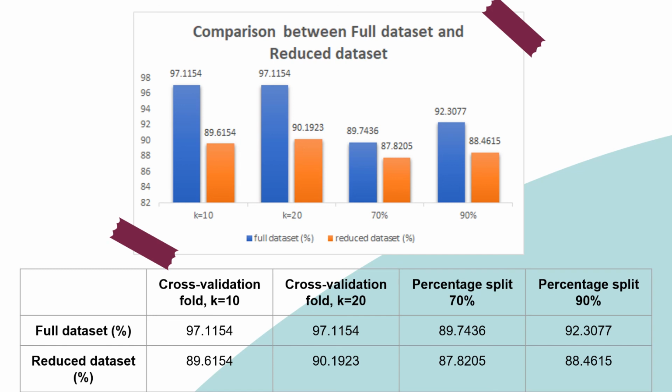For the percentage split with 70% value, the accuracy is 89.7436% but reduced to 87.8205% after the data is reduced. Lastly, for the percentage split with 90% value, the accuracy of full dataset is 92.3077% while 88.4615% for the reduced dataset. Hence, we know that the accuracy percentage in full dataset is higher than in reduced dataset.